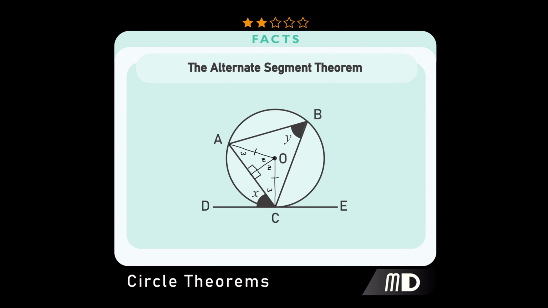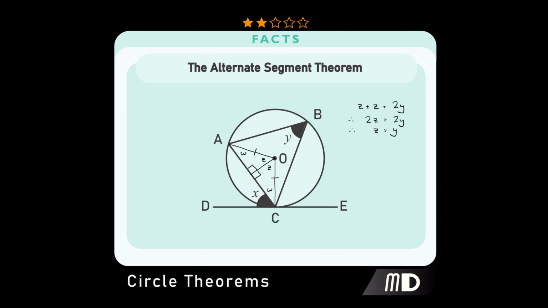Remember from the earlier rule that angle AOC is double the size of angle ABC. That means Z plus Z is equal to 2Y. We can rewrite this as 2Z is equal to 2Y. And therefore, by halving both sides, Z is equal to Y.